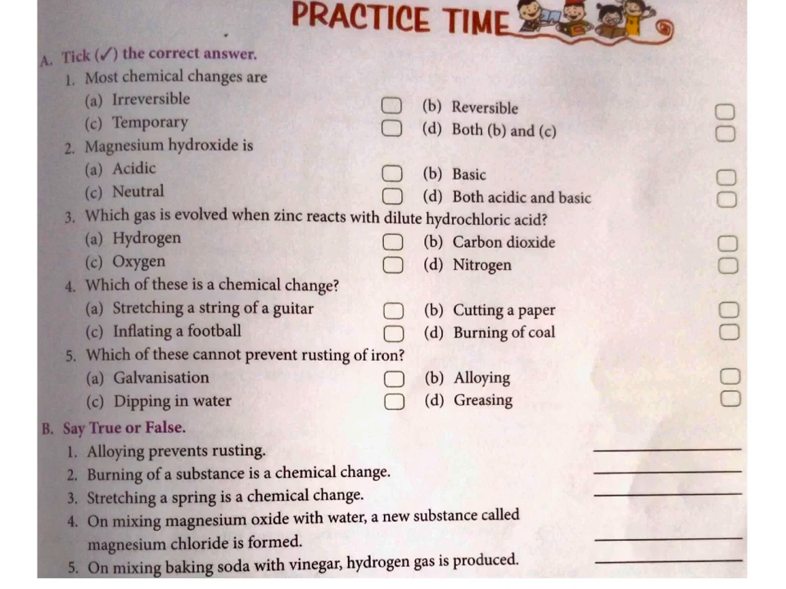Okay children, let's do some fun. Let's do practice time. A. Tick the correct answer. First question. Most chemical changes are A. Irreversible, B. Reversible, C. Temporary, D. Both B and C. Think and answer. And the correct answer is irreversible.